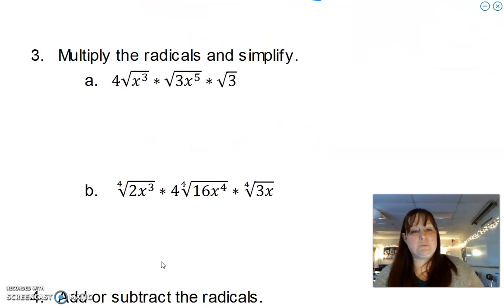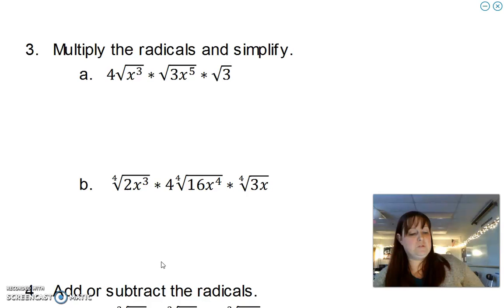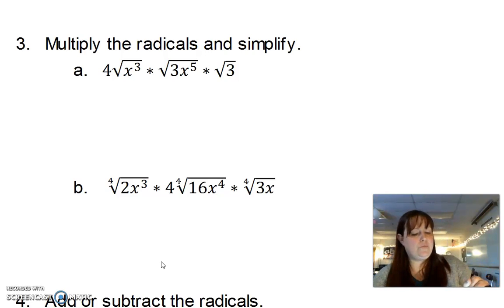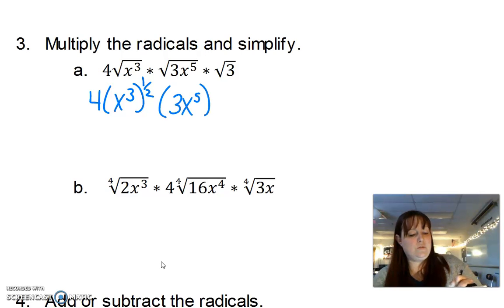All right, now we're going to multiply some radicals. Okay. So, remember, to multiply radicals, they have to have the same index because, I'll just show you. So this is the same as 4 times x cubed to the 1/2 times 3x to the 5th to the 1/2 times 3 to the 1/2.